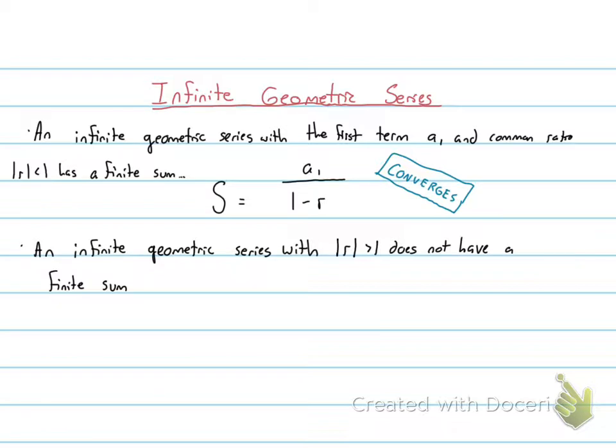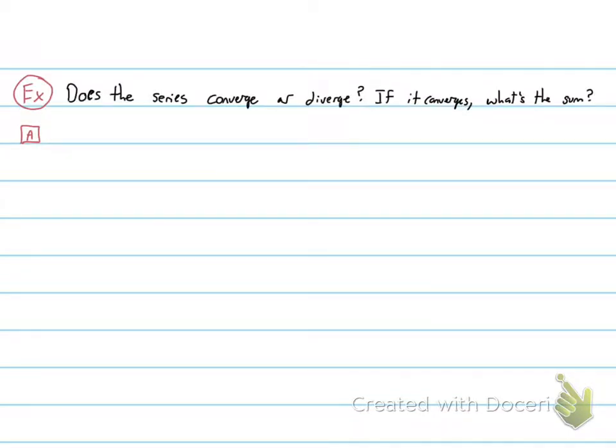When we do have a finite sum, we consider that series to converge, and when it doesn't, we say that it diverges. So let's look at 2 examples that way. Here, I want to ask, does the following series converge or diverge? If it converges, what would the sum be?